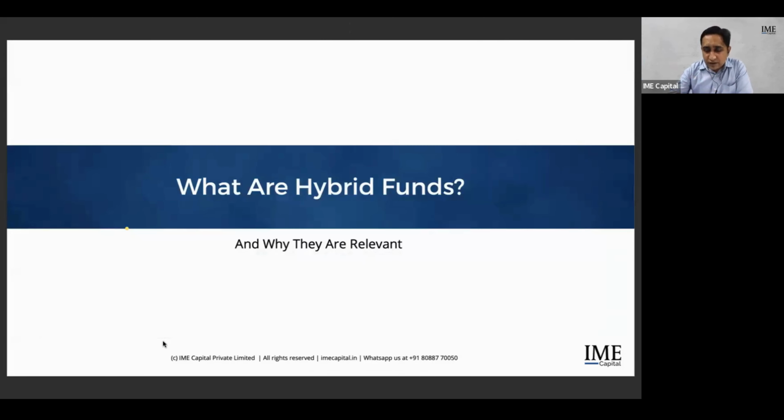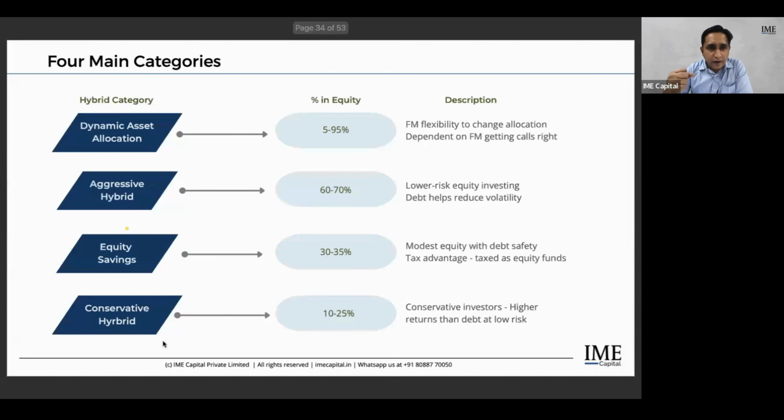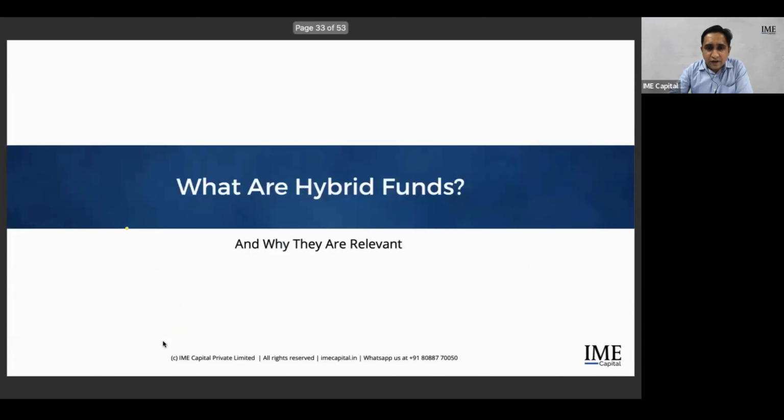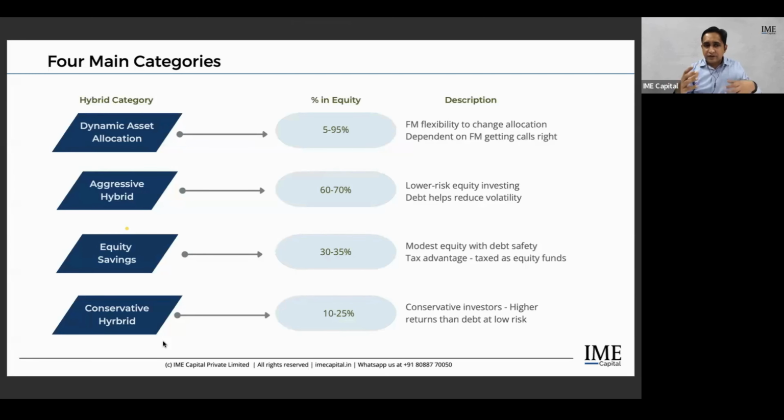Now, running through some of the other alternatives, you have hybrid funds, and within hybrid, funds basically invest in a combination of debt and equity. You have funds where the equity component can shift based on fund managers' choices. You have aggressive hybrid as a category, which helps reduce the level of volatility as compared to a pure equity fund. Equity savings, according to us, is a very interesting alternative to traditional fixed deposits or debt funds.